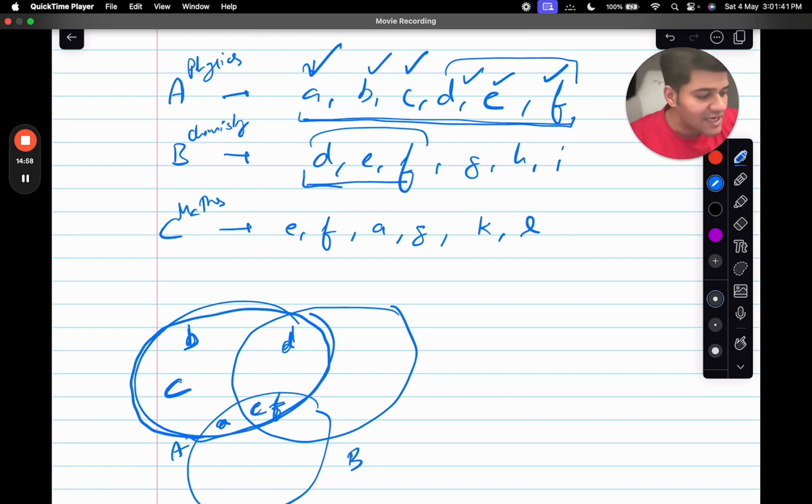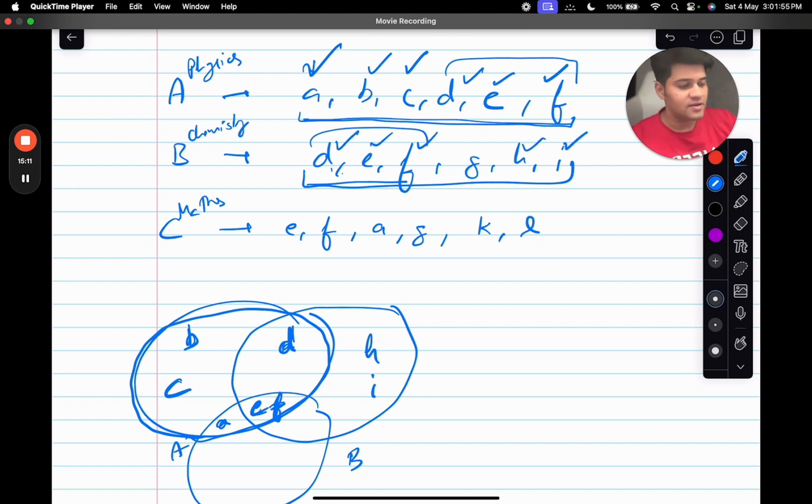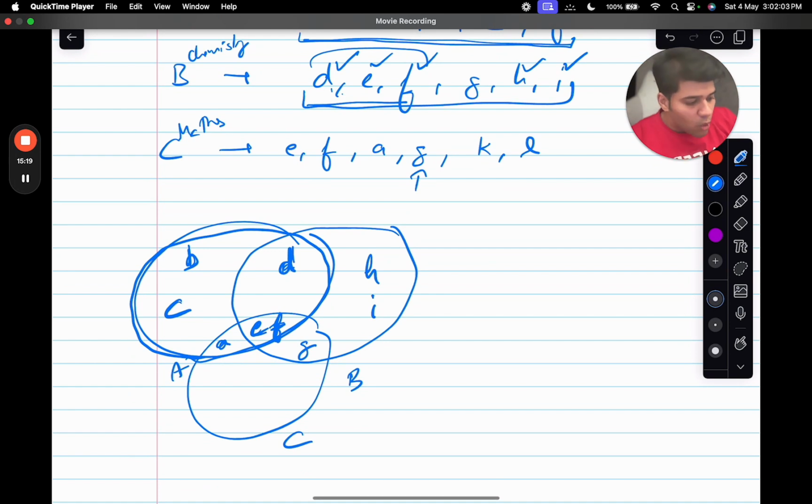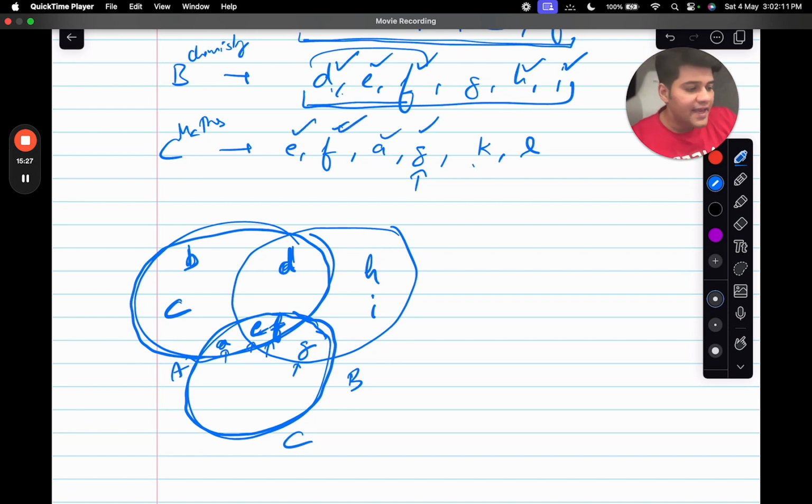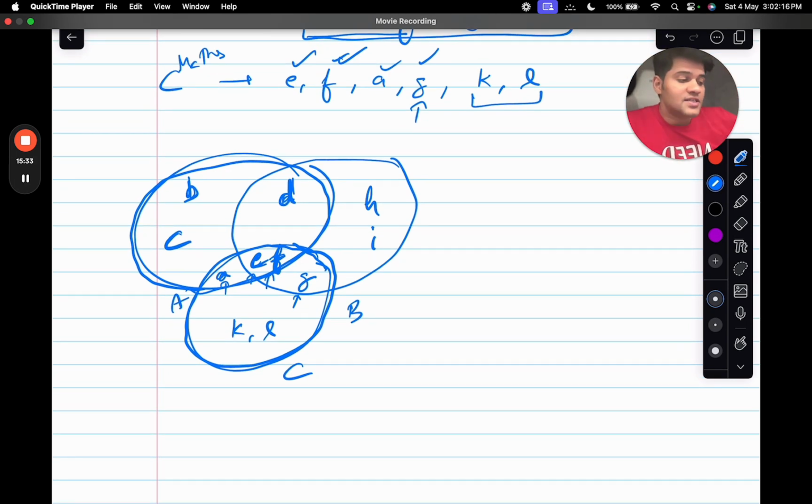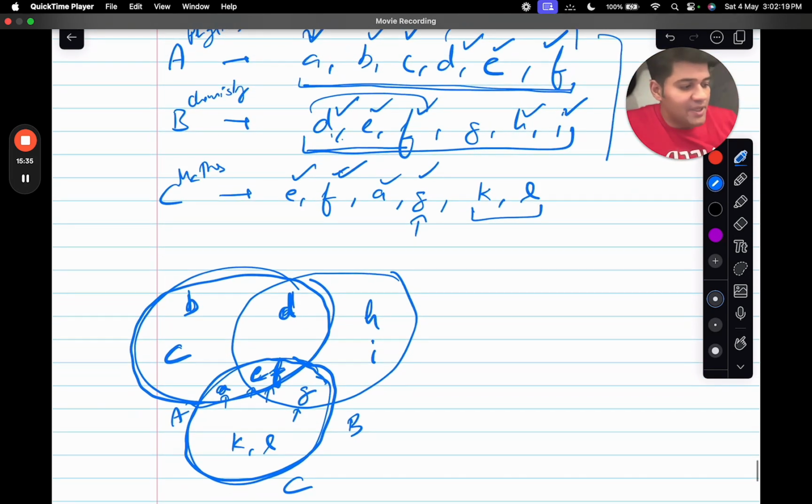Now let me try to create set B. So it has G, H, I, D, E, F. Okay, so let me put H and I. DEF are here already as a part of B, and G is also there. So G I would put here, because it is an intersection with C. Now let us see if C is done. If you focus at C now, A, E, F and G are already here. K and L I would have to put separately. Okay, now according to this, we already have the A set, B set and C set.